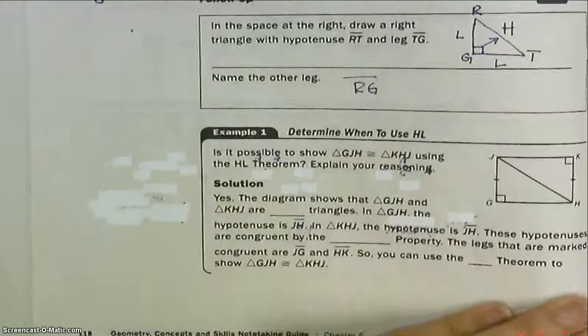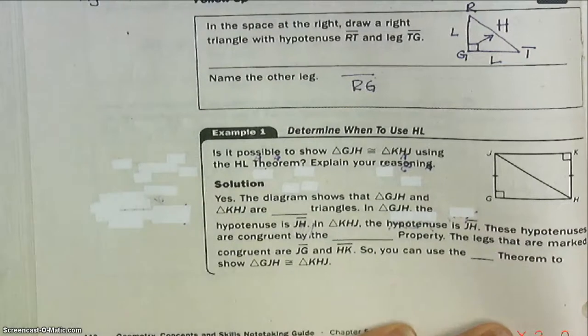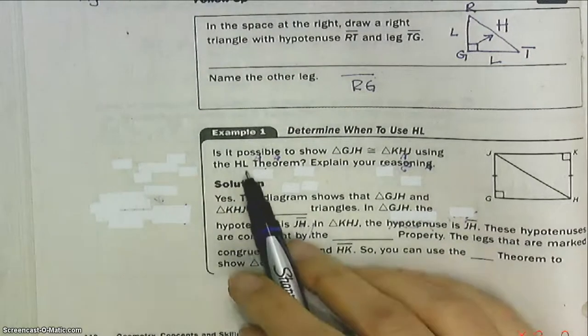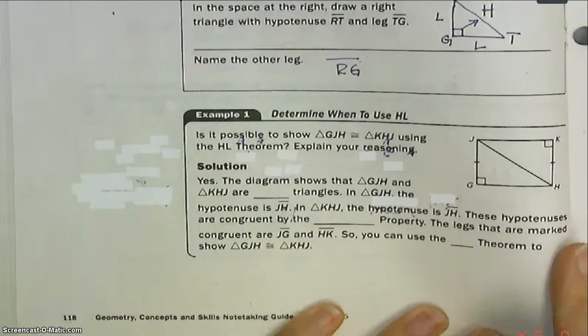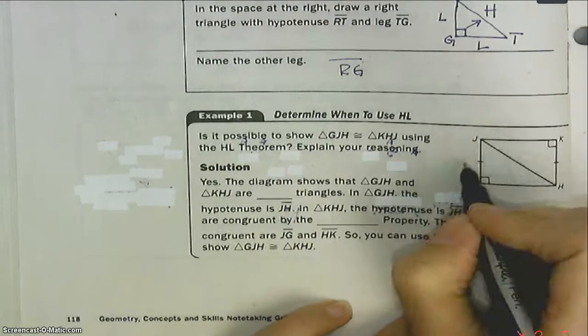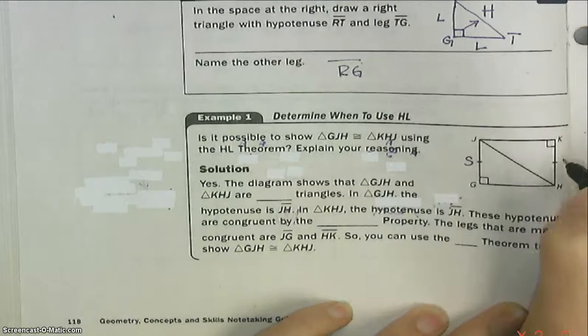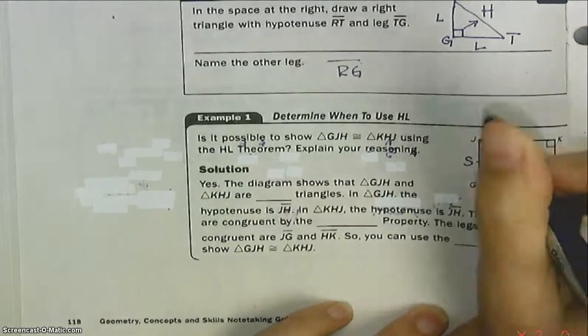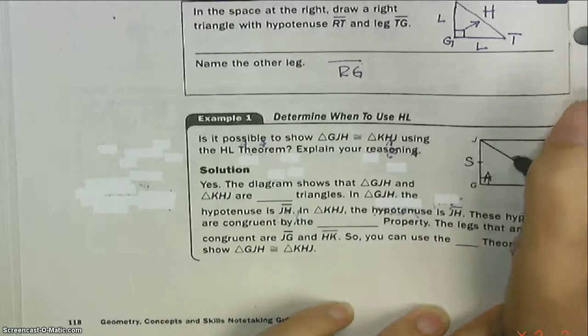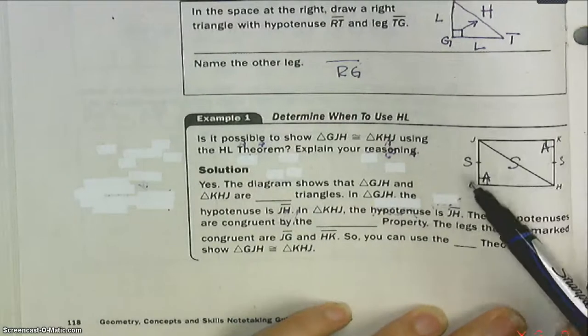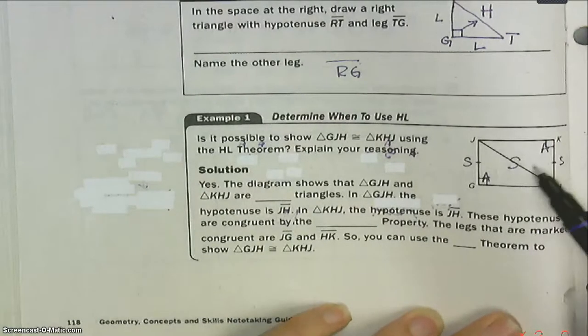Determine when to use HL. Is it possible to show HL? Remember, HL looks like angle, side, side, but it has a right angle in it. So let's see if that works here. I see a side that's the same. Oh, and here's an angle that's the same. And here's another side that's the same. Angle, side, side. Well, we don't write angle, side, side.